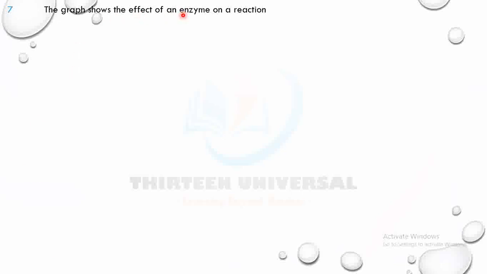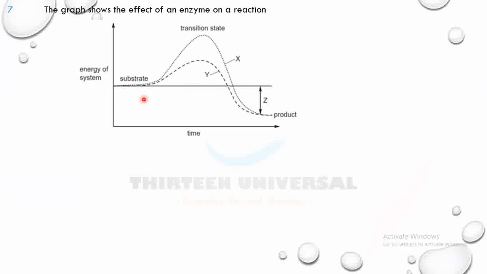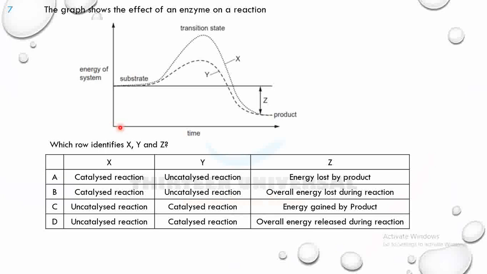The graph shows the effect of an enzyme on a graph. This is a graph. So what do they want us to do? Which role identifies X, Y, and Z?